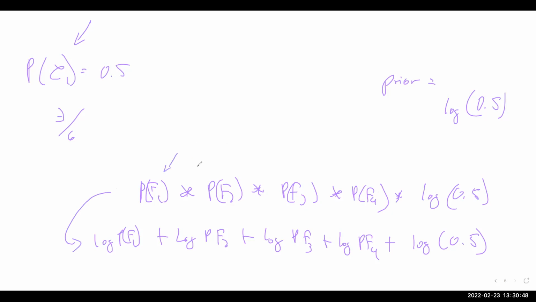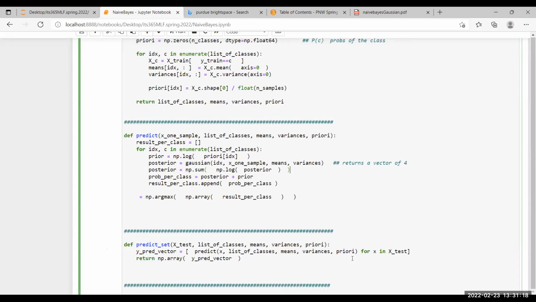Now remember, these probabilities come from looking at that sample and seeing if it belongs to that distribution. So for X1, we want to know if XS, the value of it, falls within that distribution, and we get these 4 probabilities. So that's what we have in that piece of code, right? We run the Gaussian function, this one, and it returns a vector of 4 posteriors, and then we just log each individual one and sum them.